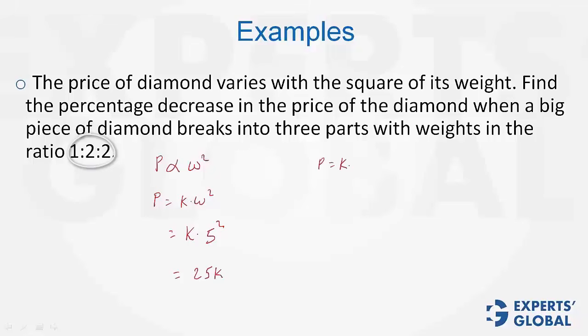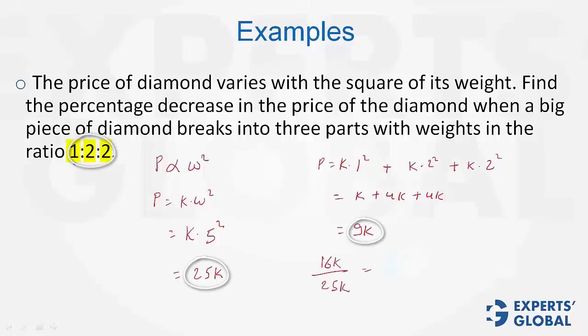Now when it breaks, price equals K times 1 squared, the price of the smaller piece, plus K times 2 squared plus K times 2 squared. Turns out to be K plus 4K plus 4K, which equals 9K. 25K became 9K. The difference is 16K on a base of 25K. The answer is 64% drop.